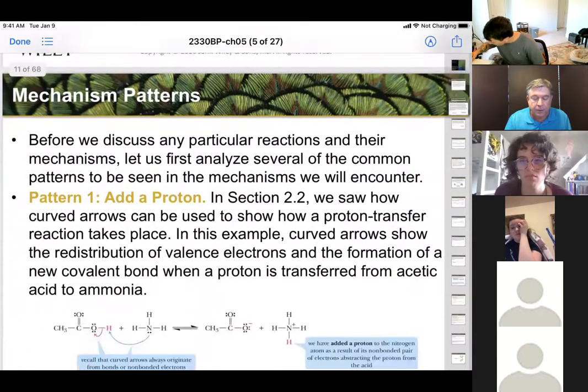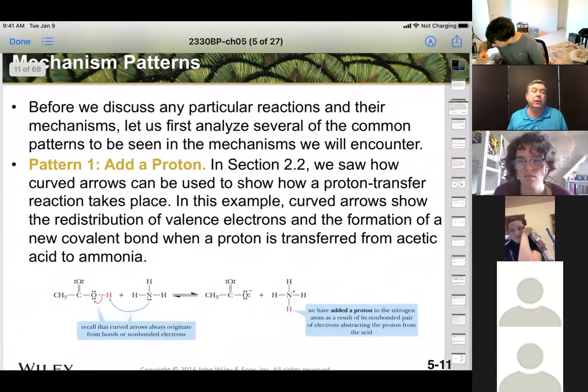Okay, so I told you there's five patterns we're going to look for. The first pattern we're going to look for is called add a proton. In this, we're going to be using our substrate as a base, and it's going to abstract a proton from something else. So that's something that can happen.